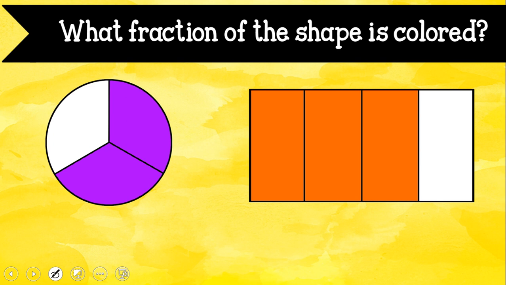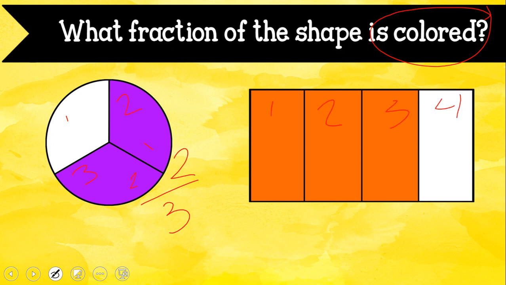So here I have a circle, and it has 1, 2, 3 parts. It's cut into 3, so I put the number 3 at the bottom, and I want to know what is colored. I don't care about the white ones. I want to know which ones are shaded or colored. There's 1, 2, so it's 2 over 3. And then if I look at my rectangle here, I have 1, 2, 3, 4. So 4 goes on the bottom because it's cut into 4.